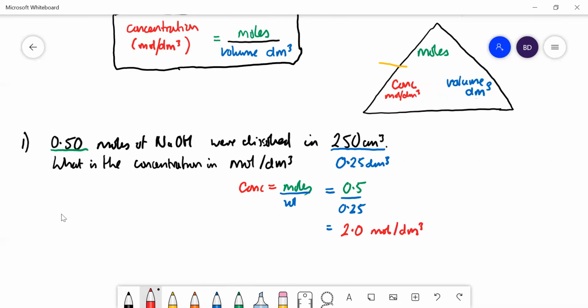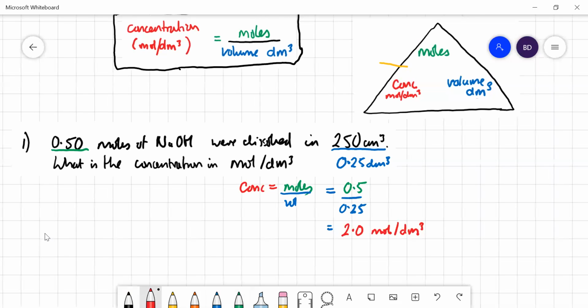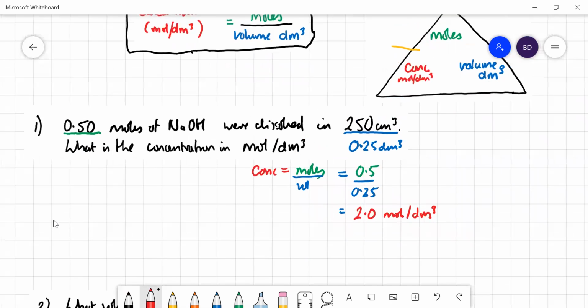2 moles per decimeter cubed sodium hydroxide is quite strong. You do use it in the lab. More often you'd use 1 mole per decimeter cubed, but it's not really concentrated. Okay, so let's do another question now.